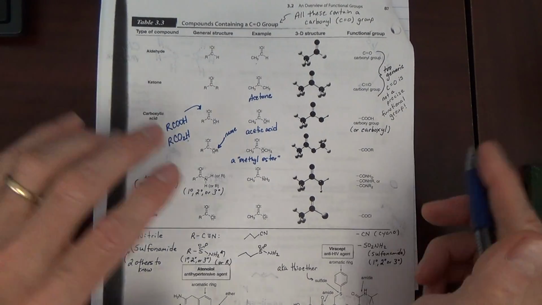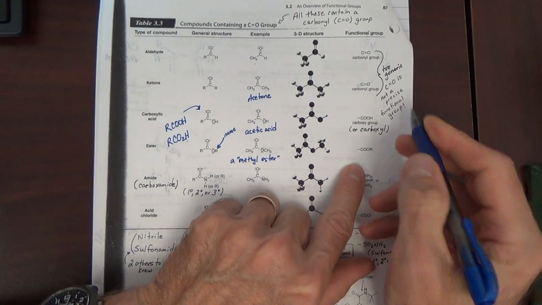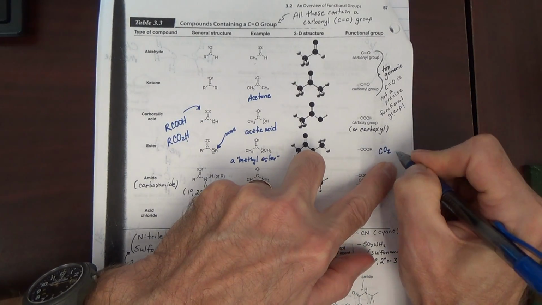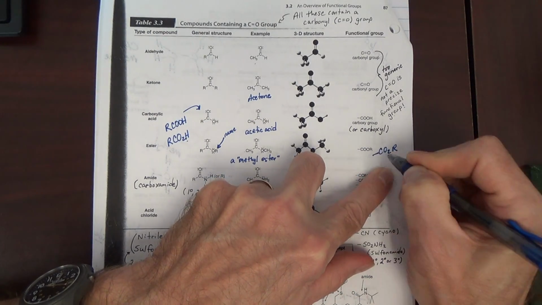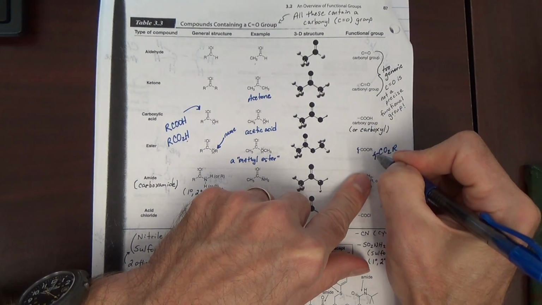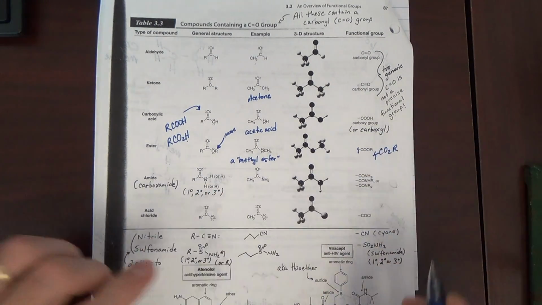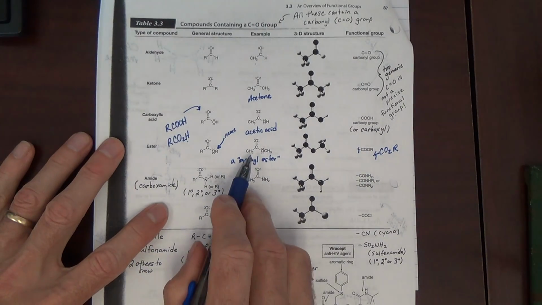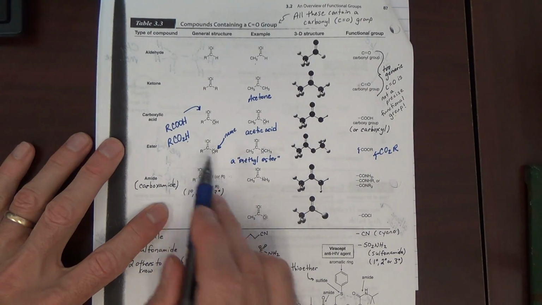Same thing with the ester. This would be a COOR, or you could do CO2R. Of course, there's something coming off. Sometimes I like to indicate with a squiggly line. Something's got to be here for the fourth bond to carbon. In this case, a methyl, or generically an R group.